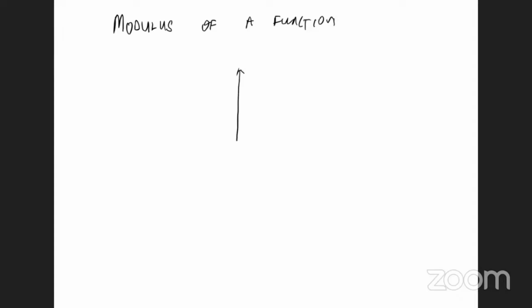Right? Here's basically how modulus works. I'll show you it via a function first, and then I'll give it a definition. So let's say I gave you a function looking like that, f of x, and I would like you to find the modulus. What the modulus does is it doesn't allow for any negative values.